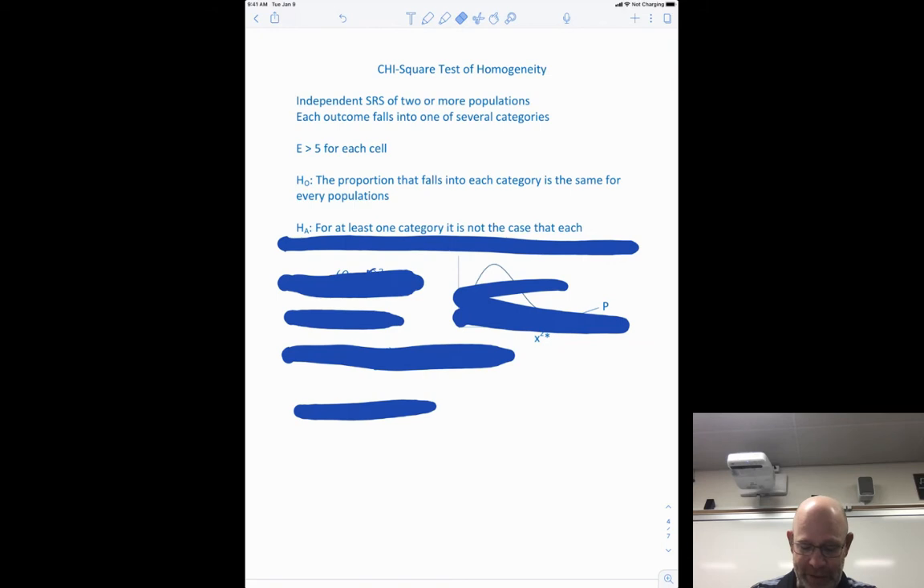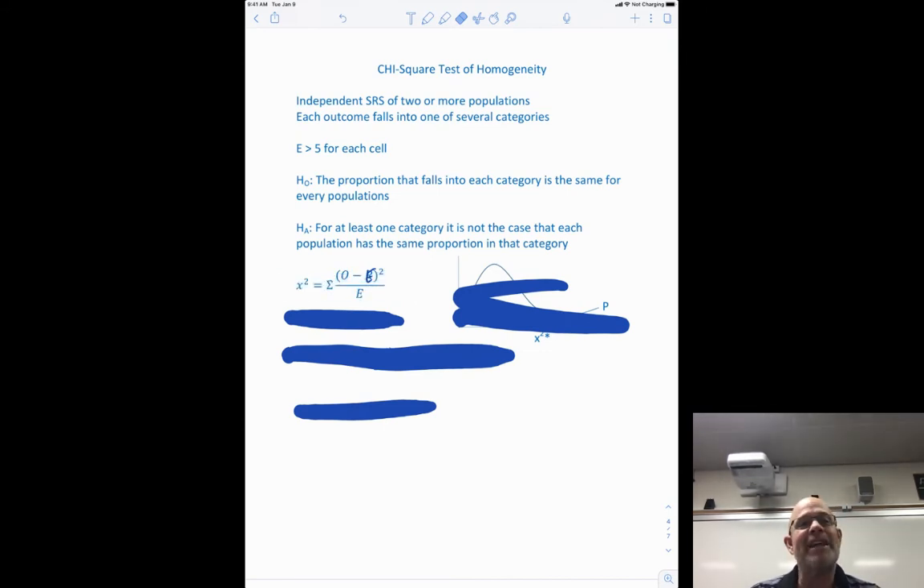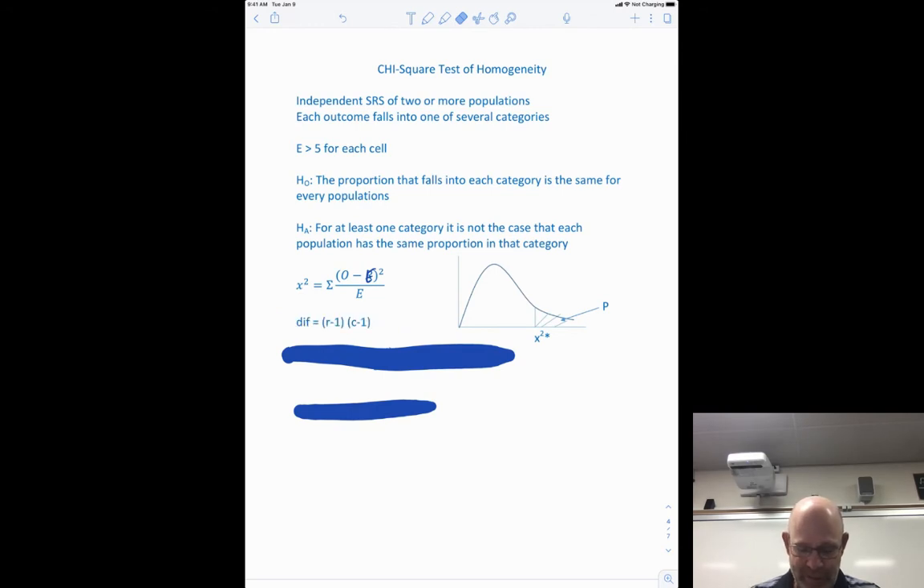My alternate hypothesis will be that for at least one of the categories, they're not the same as the other ones. Okay. Find your chi-square test statistic the same way we've done it: observed minus expected squared over expected. You're going to draw a picture, find a critical value, find a p-value, all the same way we've done before.